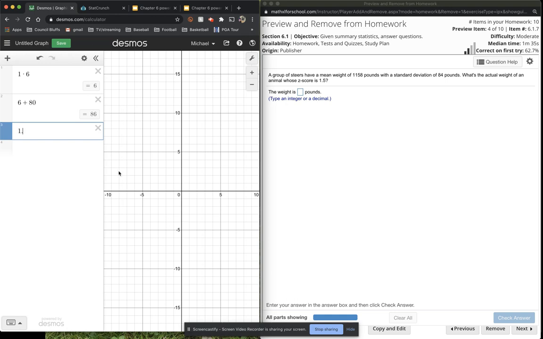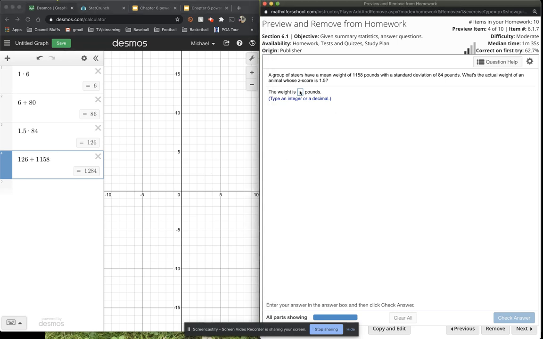So the z-score was 1.5. Multiply by the standard deviation, which is 84. And then take that answer and add the mean of 1,158. So that data item is going to be 1,284 pounds.